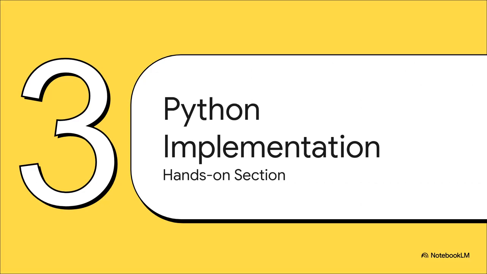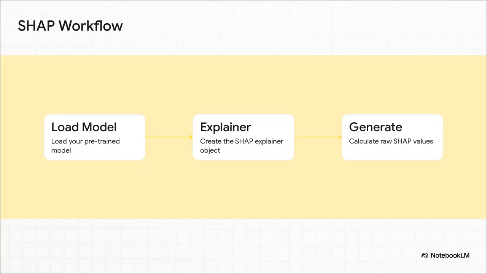Let's jump into part 3, which is really the core focus of this explainer, Python implementation basics. Think of this as your hands-on mentor checklist. There are really just 3 fundamental steps to generating these insights. Load the model, create the explainer, and generate the plots. It's incredibly streamlined once you actually know the workflow.